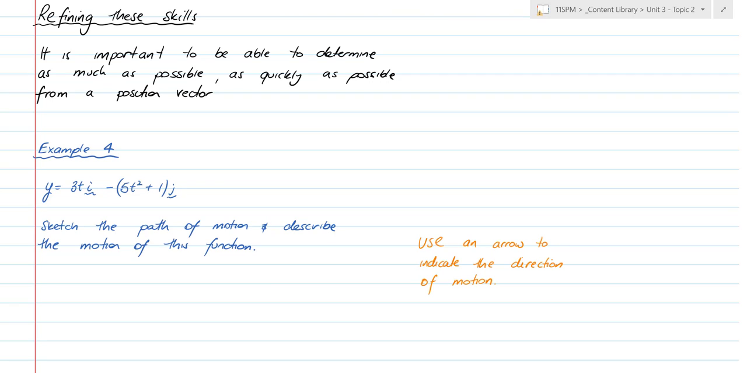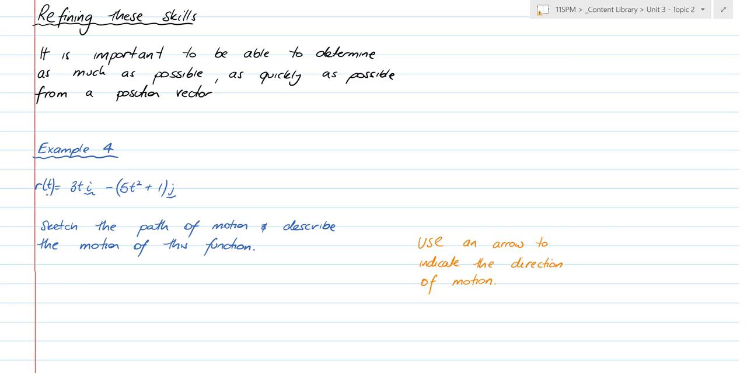So we're refining our position vector skills, and we're going to start with example 4. So I've given you a position vector. I've written y. I don't know why I've written y. I need to change that to r(t). Should have done that before I started the video, really. Anyway, r(t) equals 3t i plus (-5t² + 1) j.